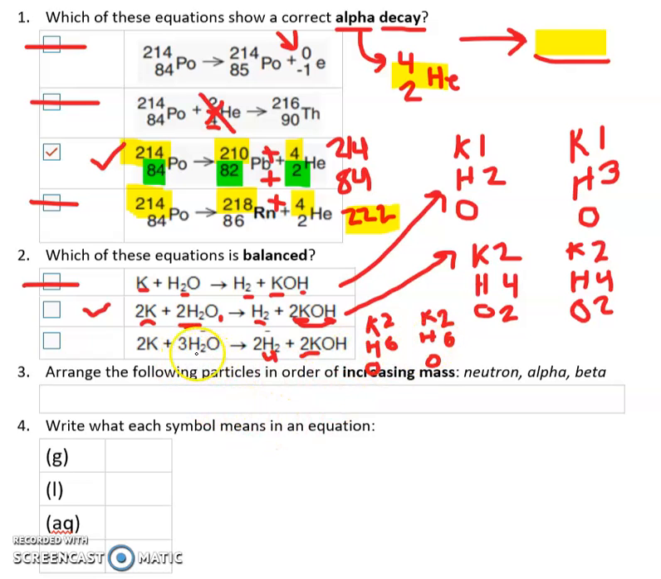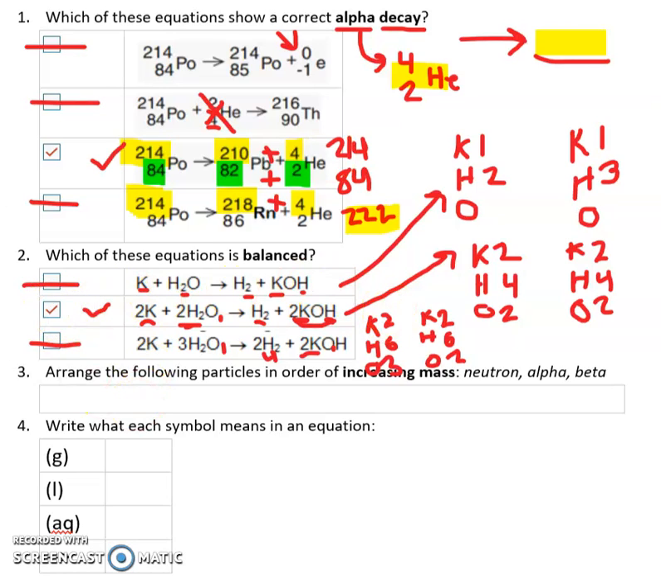Oxygen, I have 3 times that 1 right here. 3 times 1 is 3 oxygen atoms. And then I have 2 times 1 is 2. And there we go. 3 and 2 are not the same number, therefore this whole equation is not balanced. It is not C. My answer is B.